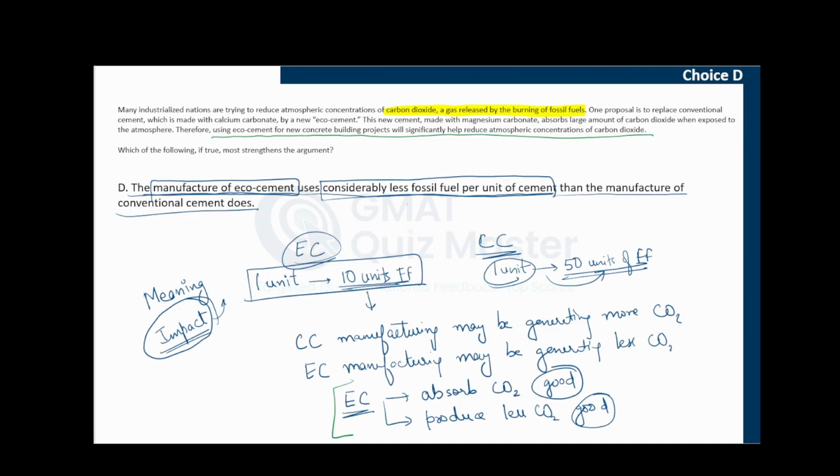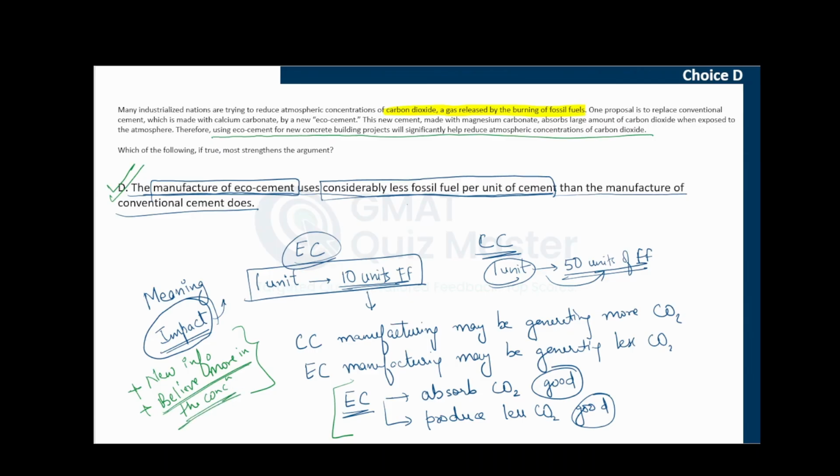Now you can see how this choice adds to, it makes us believe more in the conclusion. It brings in new information, right? It brings in new information and it makes us believe more in the conclusion, and that is why it is the correct strengthener. Keep in mind that a correct strengthener does not need to prove the conclusion to be correct. It just needs to increase your belief in the conclusion, and that is what this choice is doing.